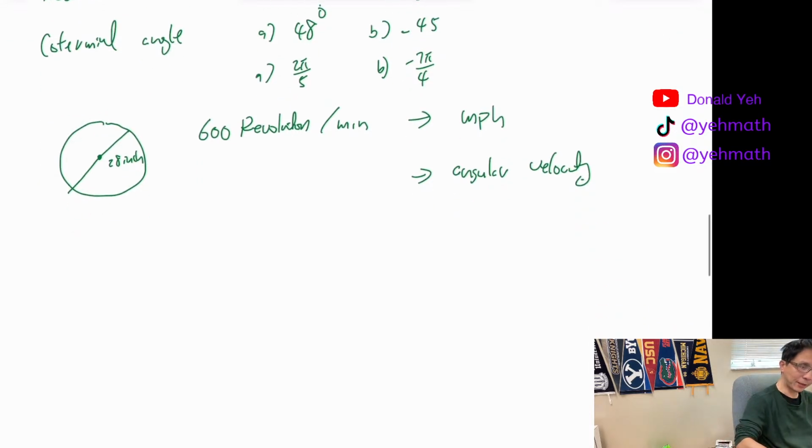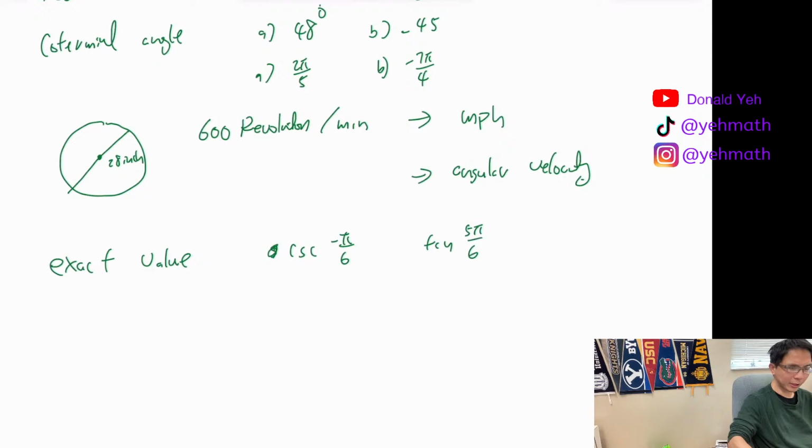So all the exact values from today are on the test. It could be like, I don't know, cosecant. I didn't ask this one, but cosecant of negative pi over 6. Do you know what cosecant of negative pi over 6 is? Right? Do you know what tangent of pi over 6 is? I also didn't ask this one on a quiz. So you should know stuff like this. And today just a quiz.